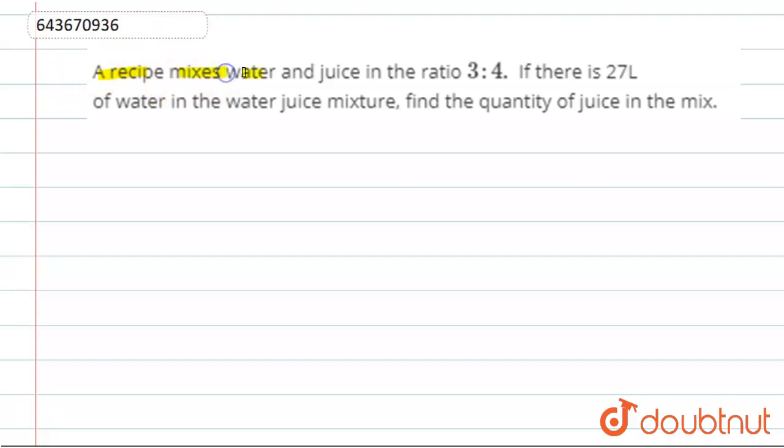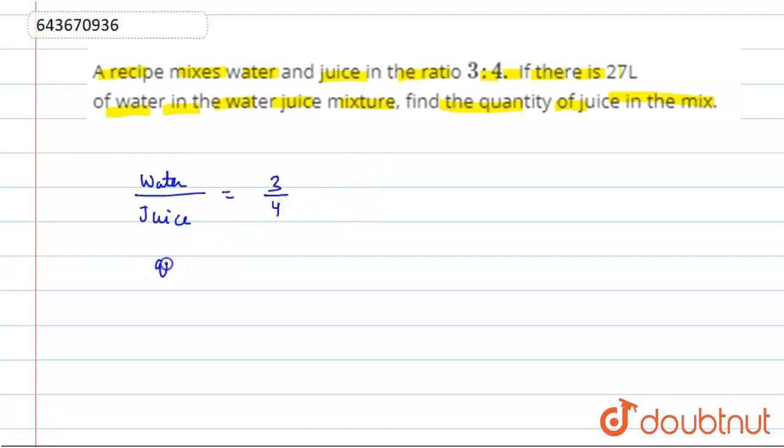In this question, we have given that a recipe mixes water and juice in the ratio 3:4. If there are 27 liters of water in the water-juice mixer, find the quantity of juice in the mix. It is given that the ratio of water by juice will be equal to 3:4.